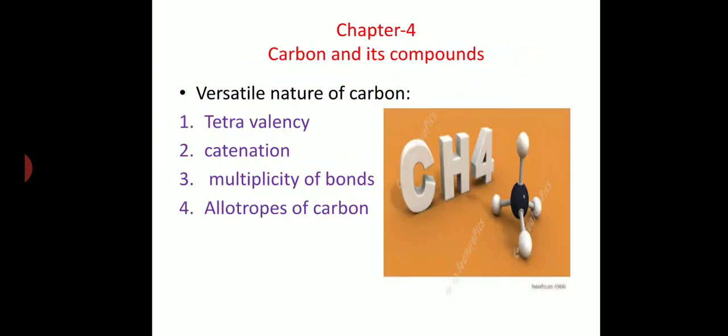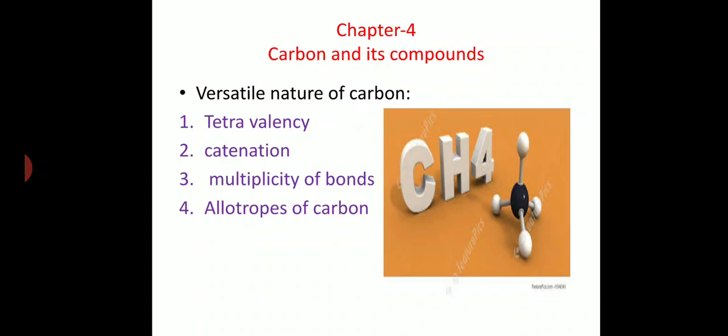Now chapter 4, carbon and its compounds. So in chemistry we have three main branches: physical chemistry, inorganic chemistry and organic chemistry. Dear students, organic chemistry mainly depends upon the chemistry of only one element in the periodic table, that is carbon. Carbon atomic number 6, electronic configuration 2, 4.